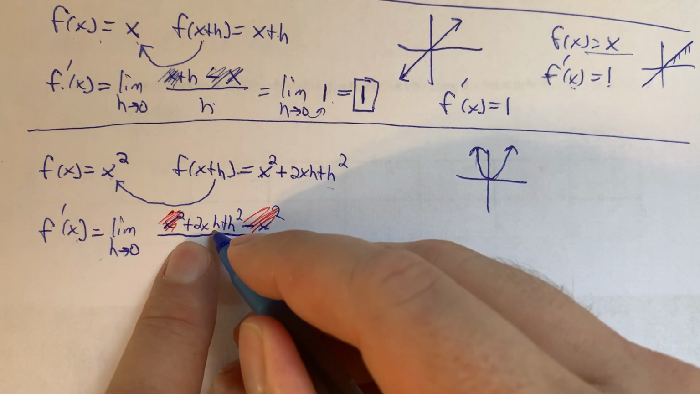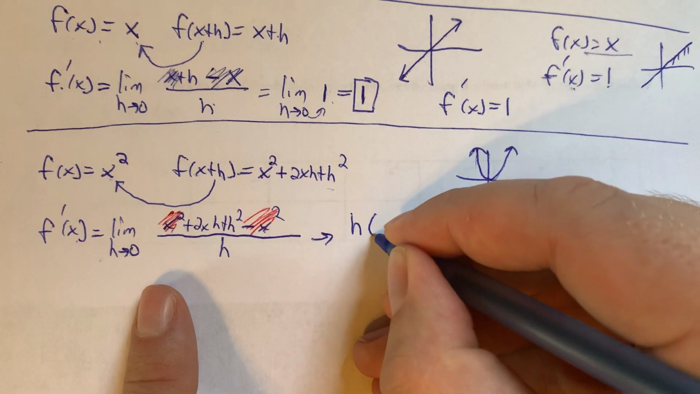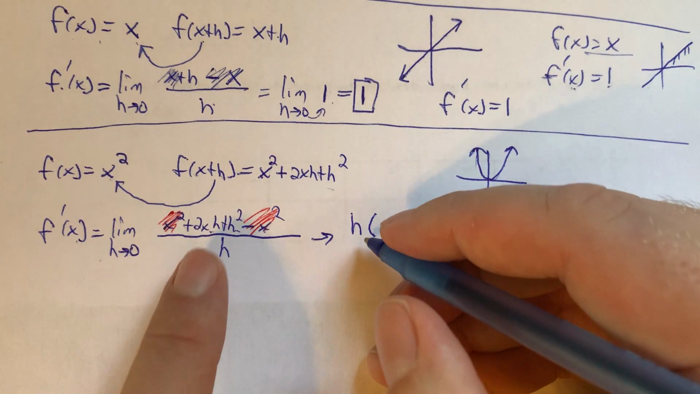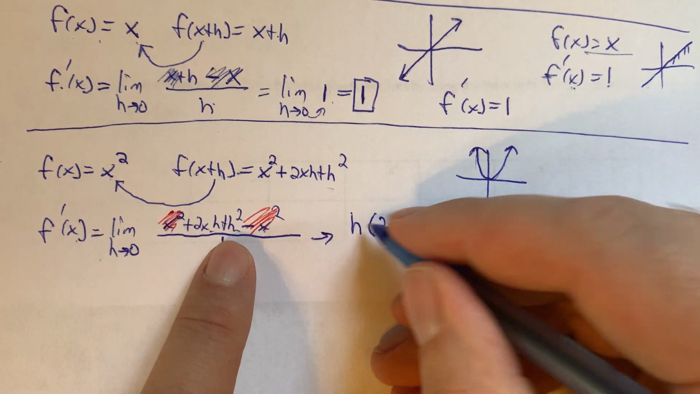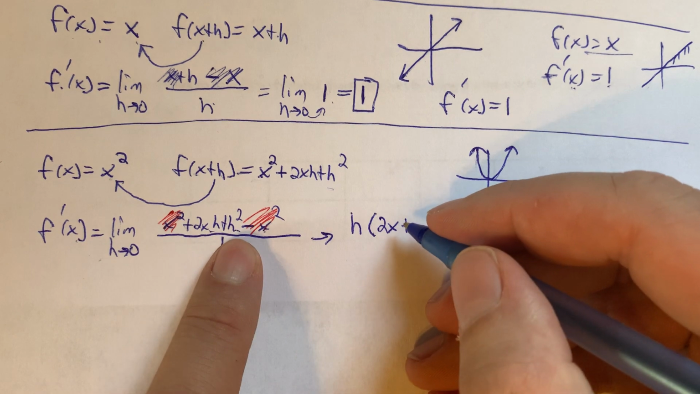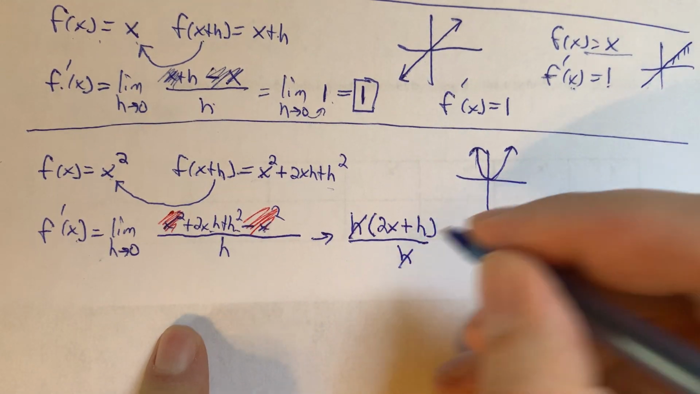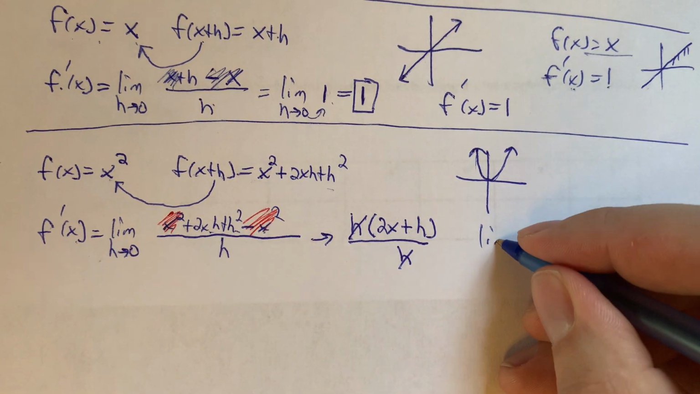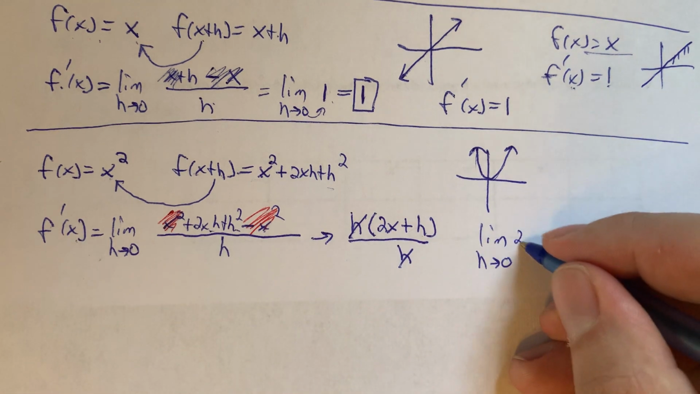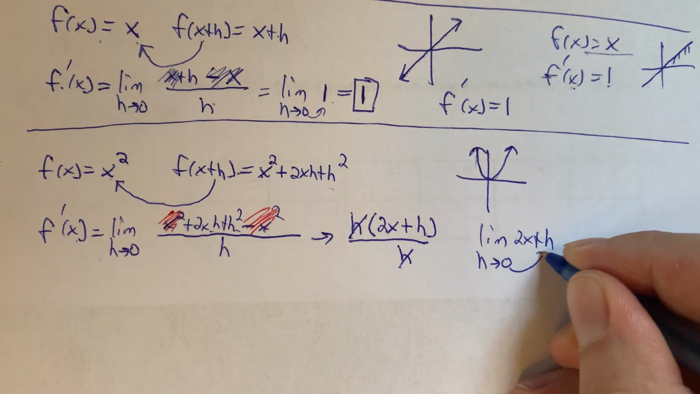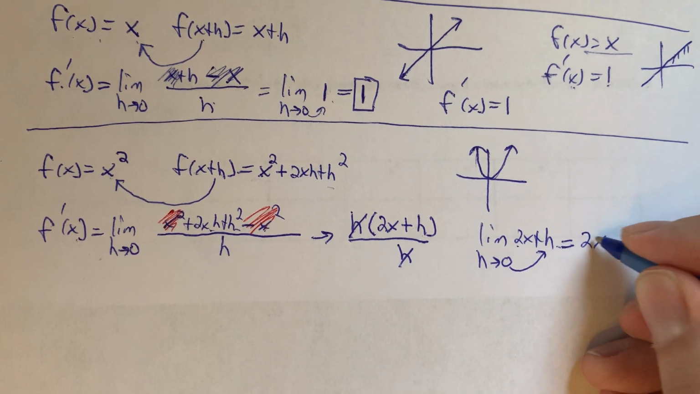Once you've gotten rid of everything that doesn't have an h, you will always have something that has an h in the top, and so you can factor out the h. So it's h times 2x plus h, so h times 2x is 2xh. H times h squared is h over h, and we can cancel out the h's. And so we get the limit as h goes to 0 of 2x plus h. And so h is going to 0, and we get 2x plus 0, which is 2x.